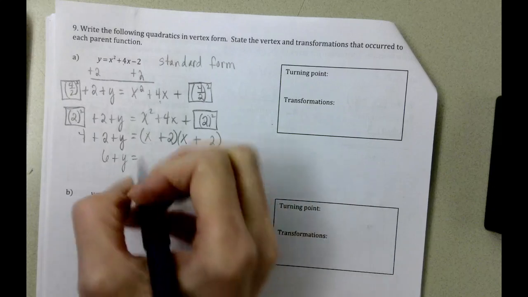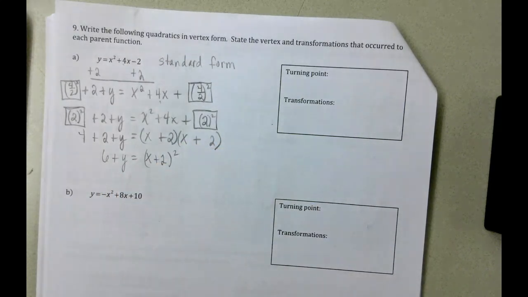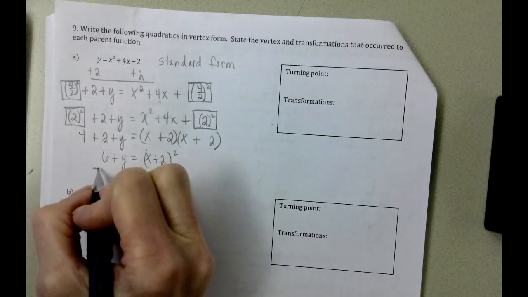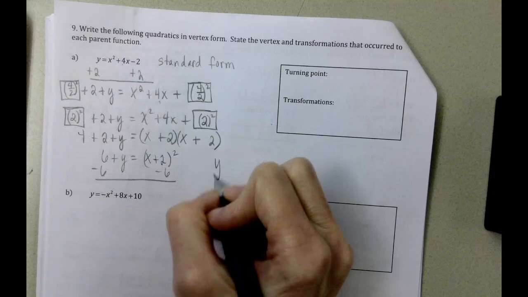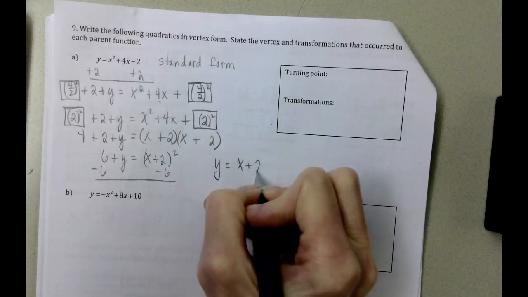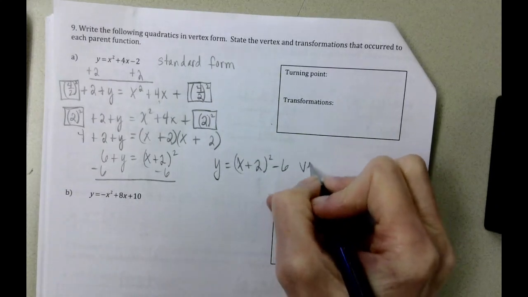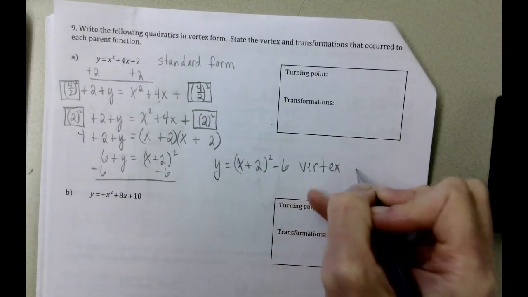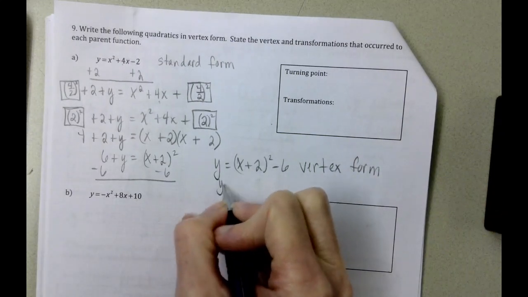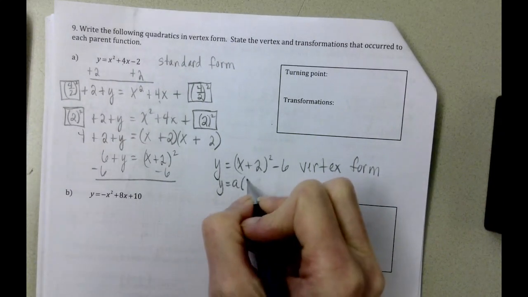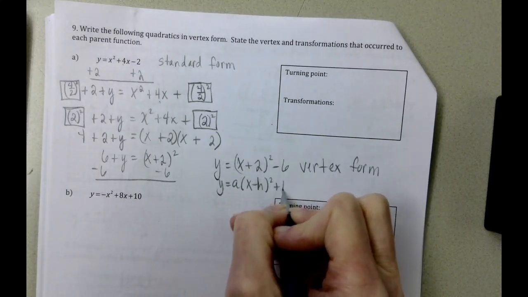And we can condense over here. Well, when we move the 6 to the other side, we end up with y equals x plus 2 squared minus 6. This is the vertex form. And that format is y equals a times x minus h squared plus k.